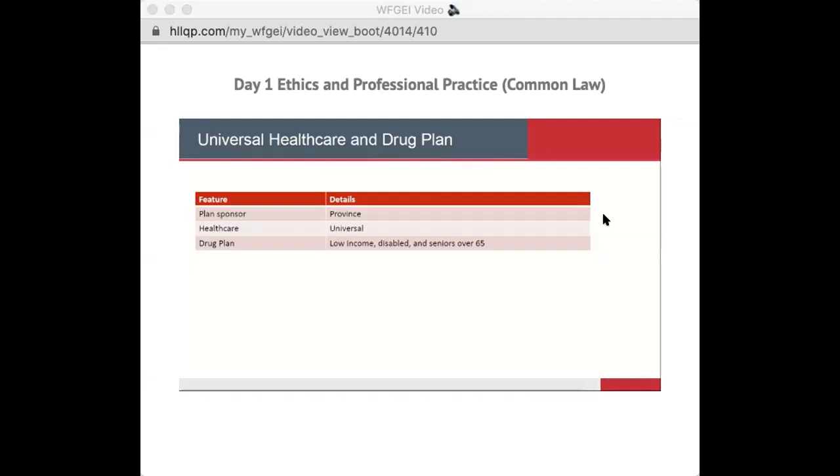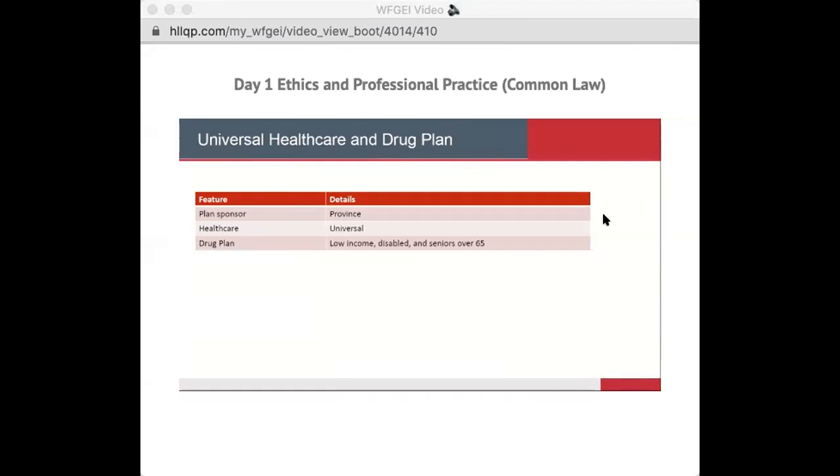Many of them will have special programs for low-income earners, for disabled people, for seniors. So there are all kinds of ways and means that, if you don't have the means or the resources, you can still get drugs at a reasonable cost and still be covered. But once again, you have to take a look at your respective province to see exactly what they cover.